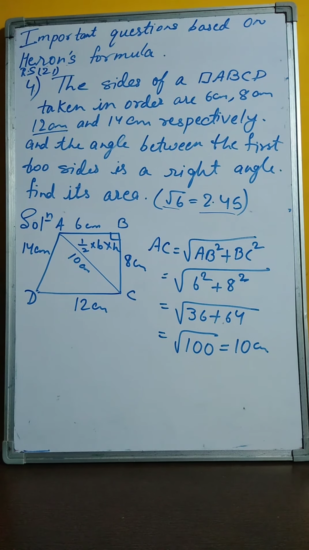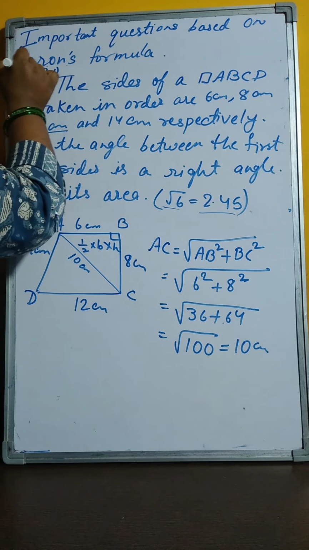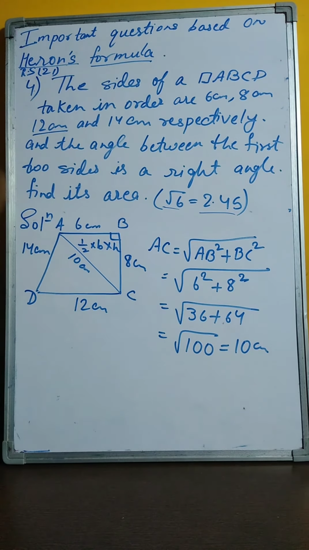Students, you are asking that according to the new syllabus, area of quadrilateral is removed from the syllabus. But it's not true. From Heron's formula, whatever questions based on area of quadrilateral can be solved by Heron's formula, we will have to do that. So we will complete exercise 14. Let us move to some more questions.